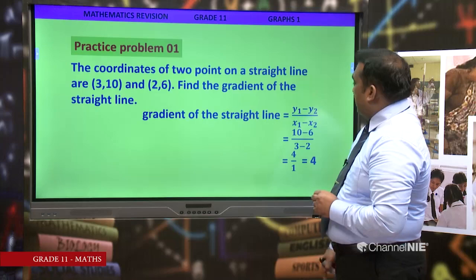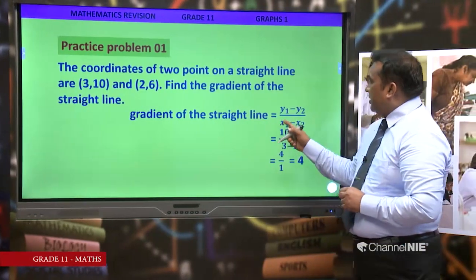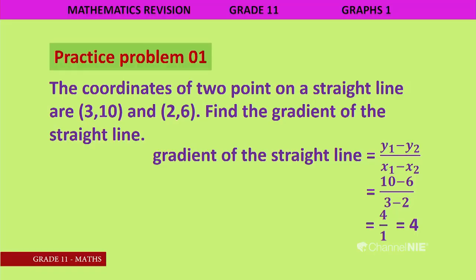Gradient of the straight line according to our definition, y1 minus y2 over x1 minus x2, then y1 is 10 minus 6 should be divided by 3 minus 2, it means 4 over 1 equals 4, right? Now we know that the gradient of this straight line is 4.